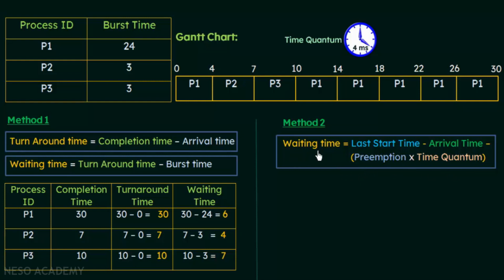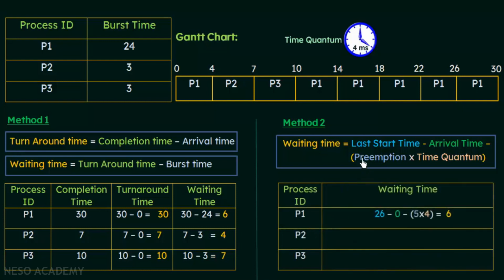So let's see how we can do this. For process P1, what is the last start time? The last start time is 26 milliseconds, as I already explained. This is the last time it started. So look at the Gantt chart and look for the last occurrence of that particular process and see what the start time was. That is the last start time, 26, minus the arrival time. We know that the arrival times are all 0 milliseconds for this set of processes, so it is 0.